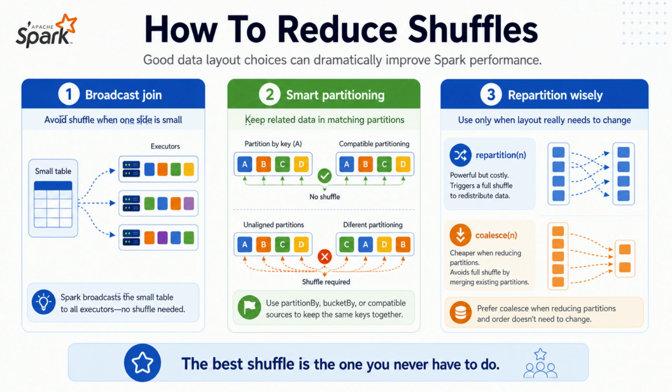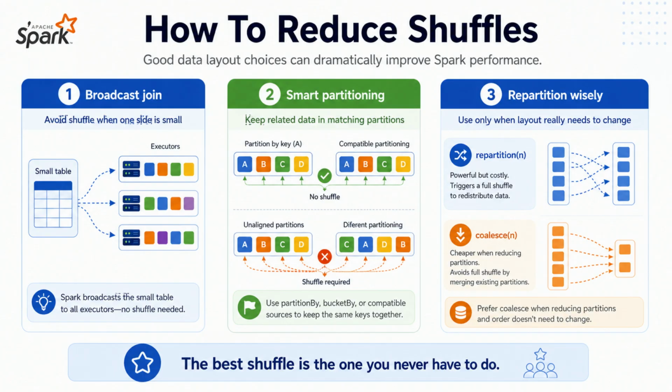The second strategy is smart partitioning. If two datasets are partitioned by the same key and use compatible partitioning, Spark can keep related records together. This means that during operations like joins or aggregations, the data required for each operation is already grouped in a way that minimizes movement. This helps avoid unnecessary data movement during joins or aggregations, leading to faster execution and lower resource consumption.